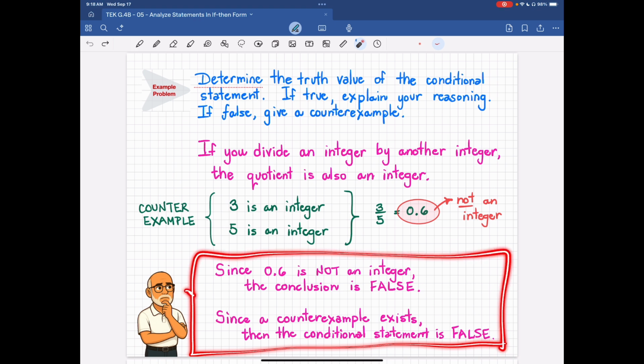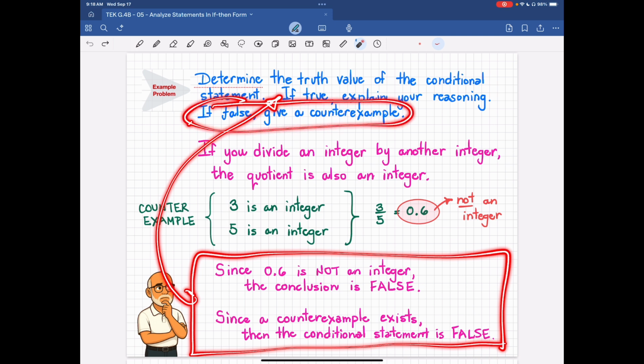With this, we answered the question. If it's true, we explain our reasoning. If it's false, we need to give our counterexample. Here's our counterexample, and in addition to it, I explained it.